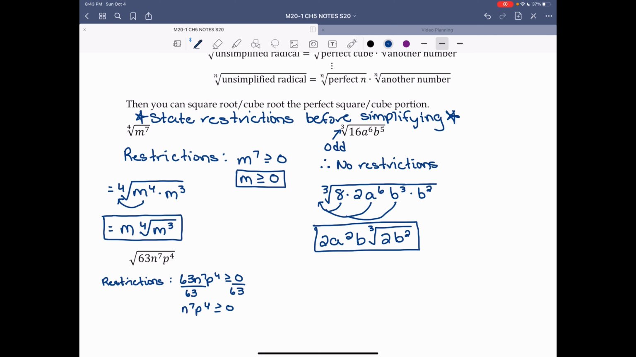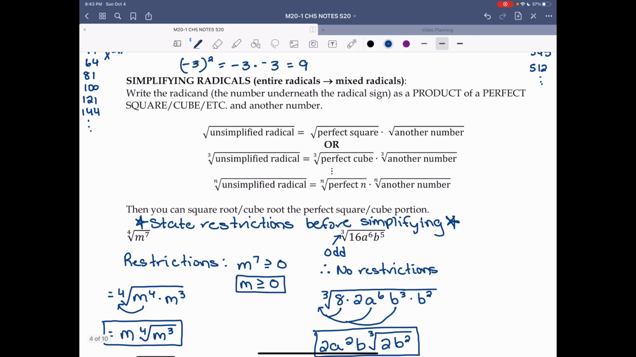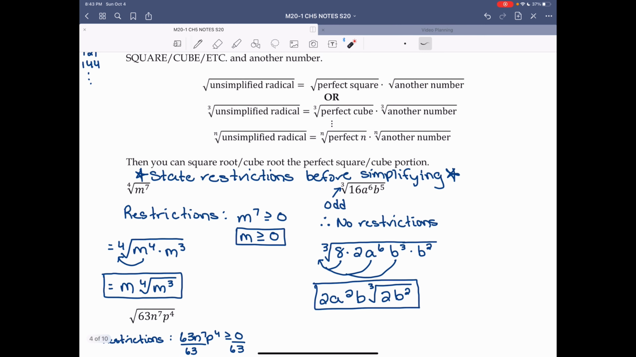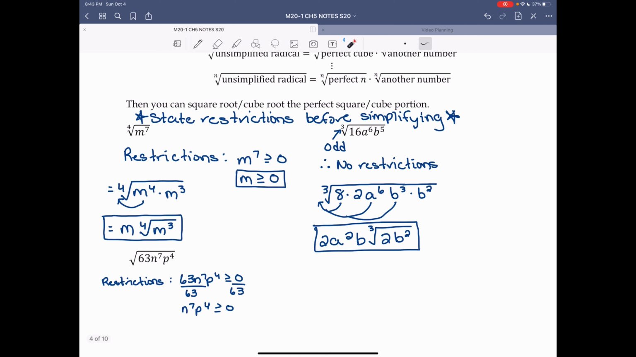And then let's take a look at our variables. We have n to the 7, so that's an odd exponent. And then we have p to the 4. But we said up here that a variable to the power of an even number will always be non-negative, because we had this example, negative 3 squared is negative times a negative, which gives us a positive. So p to the 4 is always going to be greater than or equal to 0.